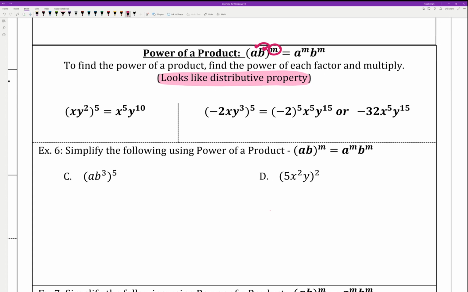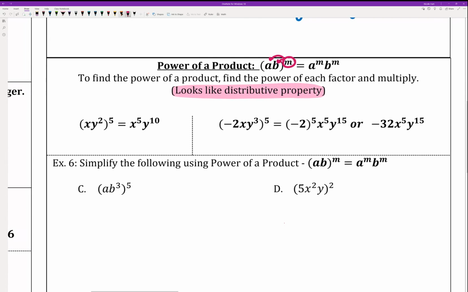So if we look at some of these examples, we have in parentheses x and then y to the power of 2. And then outside of the parentheses, we have this 5. That 5 is going to go to the x as well as to the y. Since that y already has a power of 2, it turns into y to the power of 2 times 5. And then we have x to the power of 5. So that provides us with x to the power of 5 and y to the power of 10.